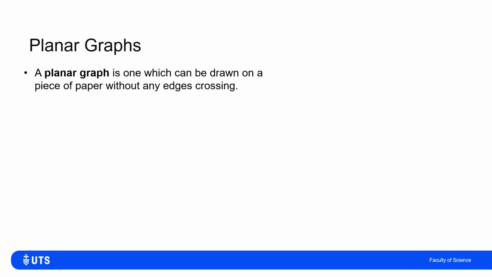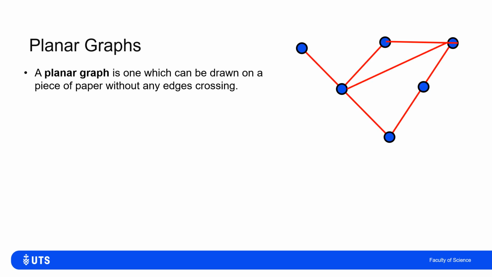We say that a graph is planar if it can be drawn on a plane, on a single piece of paper, without taking a pen off the page and without crossing any edges. So this graph, as represented here, is planar. It's drawn on a flat surface and none of the edges cross each other.